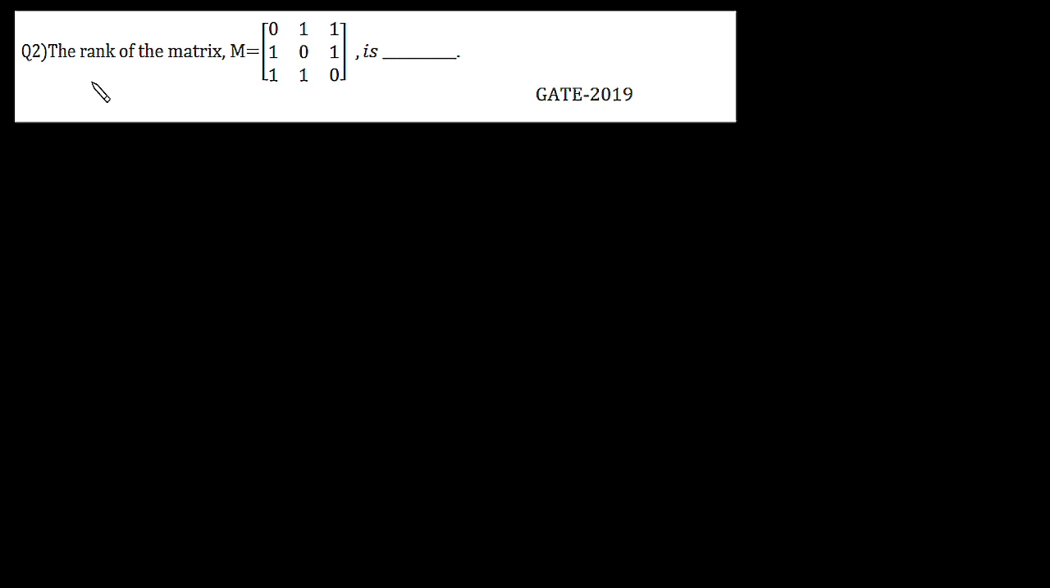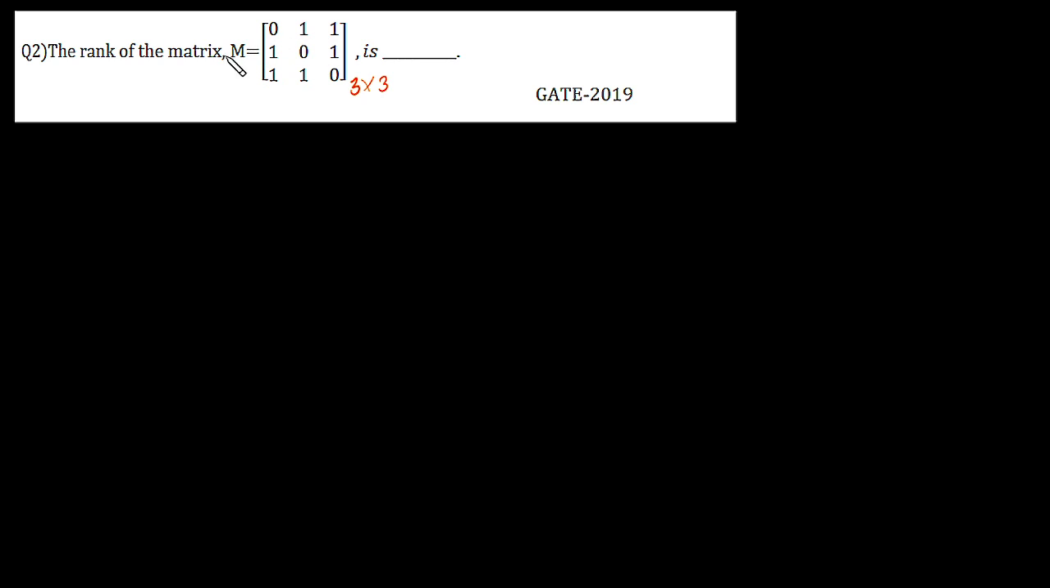Now let's solve question 2. Question 2 says the rank of matrix M. They are asking about the rank of this matrix M. Here this matrix M has 3 cross 3 dimension. One conventional method is that we reduce this matrix M into echelon form. From the echelon form, the number of non-zero rows is equal to the rank of matrix M. But if you look at the entries in this matrix M, you can see only two numbers are there, 0 and 1.